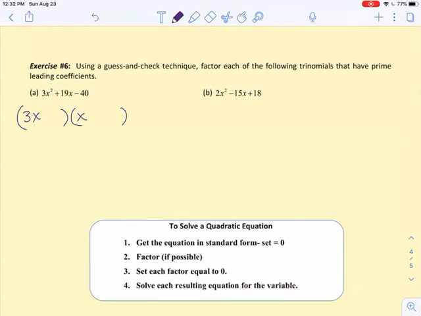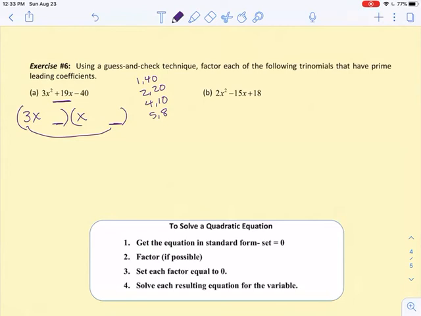So 3x times x is 3x squared. I'm thinking of the factors of 40 are 1 and 40, 2 and 20, 4 and 10, and 5 and 8. Which of those are going to give me positive 19 as a middle term? Here's the tricky part, because it depends where you put the numbers. Whatever number I put in this second position is actually being multiplied by 3. So you're sort of going to have to do a guess and check to see what works.